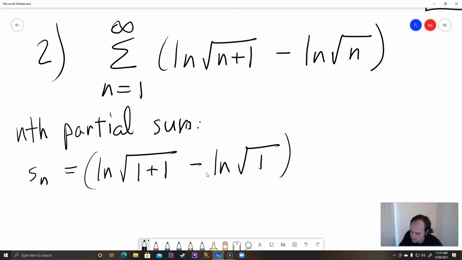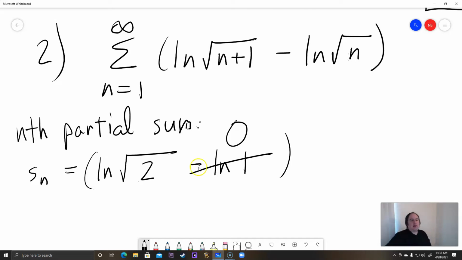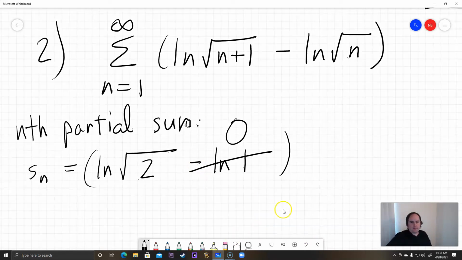But remember, 1 plus 1 is 2. I think we all got that since we've gotten this far. And then the square root of 1 is 1, so we have minus ln of 1. And remember that e to the 0 is 1, so this minus ln of 1 is actually going to be 0. Okay? And then what's our next term going to look like?